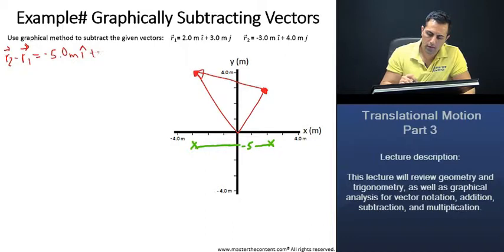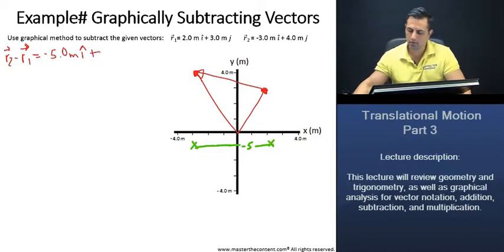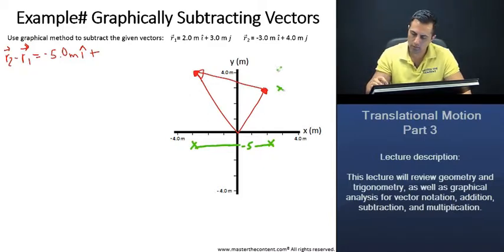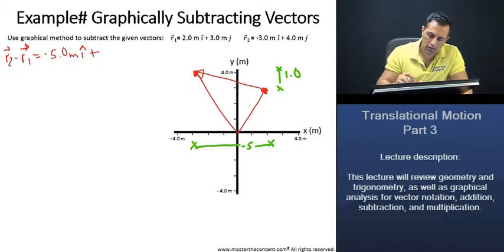And how about our y-axis? Well, we're beginning here at 1, 2, 3, and then we went up to, where did we go up to? We went up to 4. So the difference here is 1 meter. Thus, we can say that this is 1 meter, I meant to say, 1 meter in the y direction.